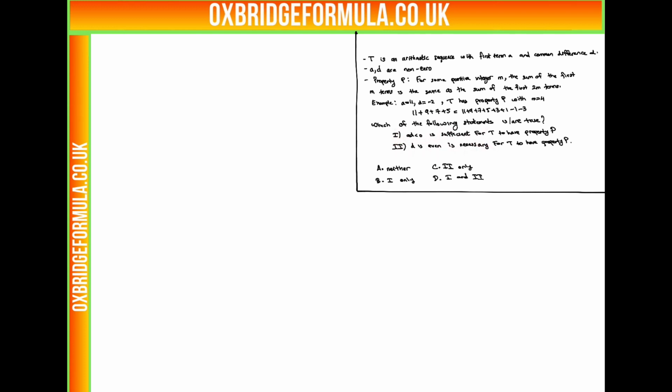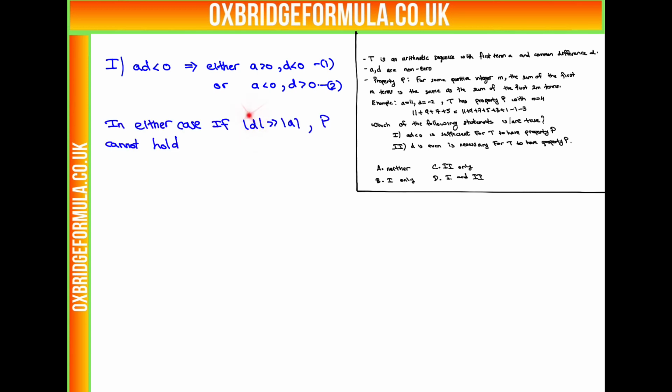AD is negative. Well, if AD is negative, then either A is positive and D is negative, or A is negative and D is positive. In either case, D is counteracting the effect of A. If A is making the sum positive, D is making the sum more and more negative. So if the absolute value of D is much bigger than the absolute value of A, then the sum of the first two terms could even be negative, and so property P could never hold.